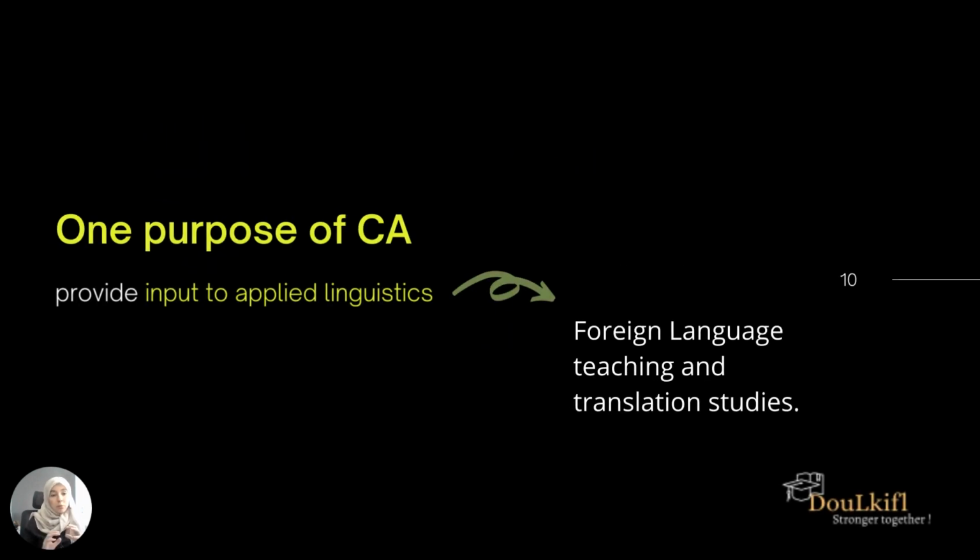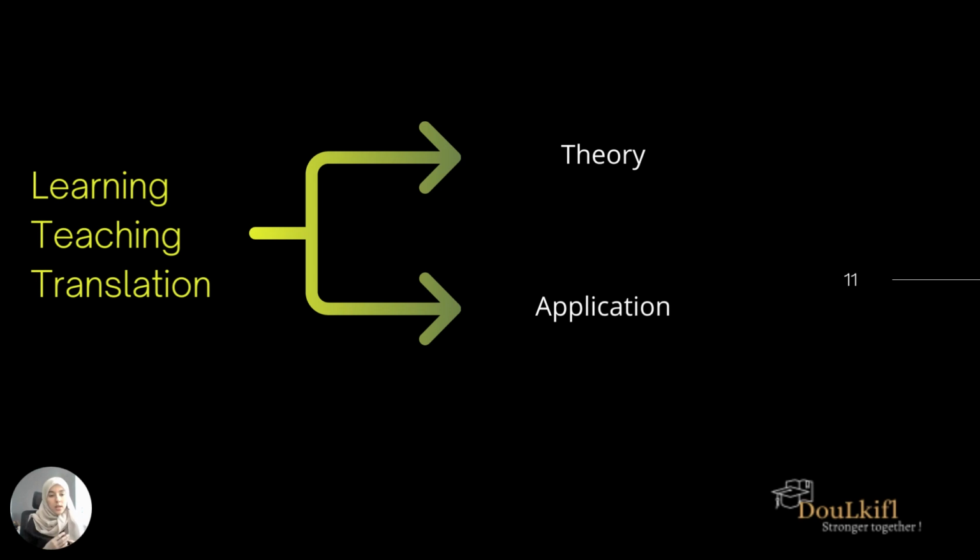One other aim or purpose of CA was to provide input to applied linguistics. And what do we mean exactly by applied linguistics? It has to do with foreign language teaching and translation studies. So when we speak about CA or CAH, it is not solely about learning or teaching, but it's also about translation. This is exactly why when I was learning CA in class, I had that notion that we were doing translation, because we were carefully comparing two languages at the level of structure, and it felt like translation.